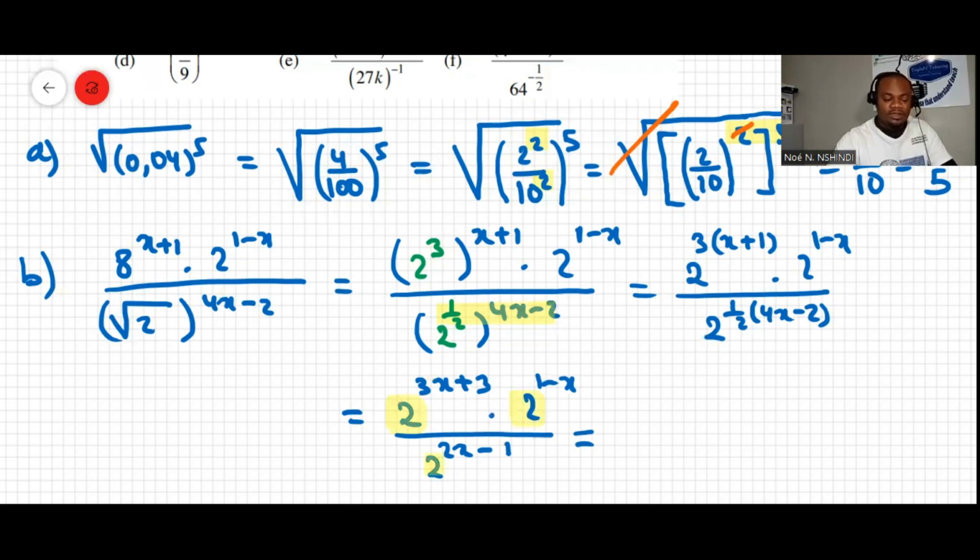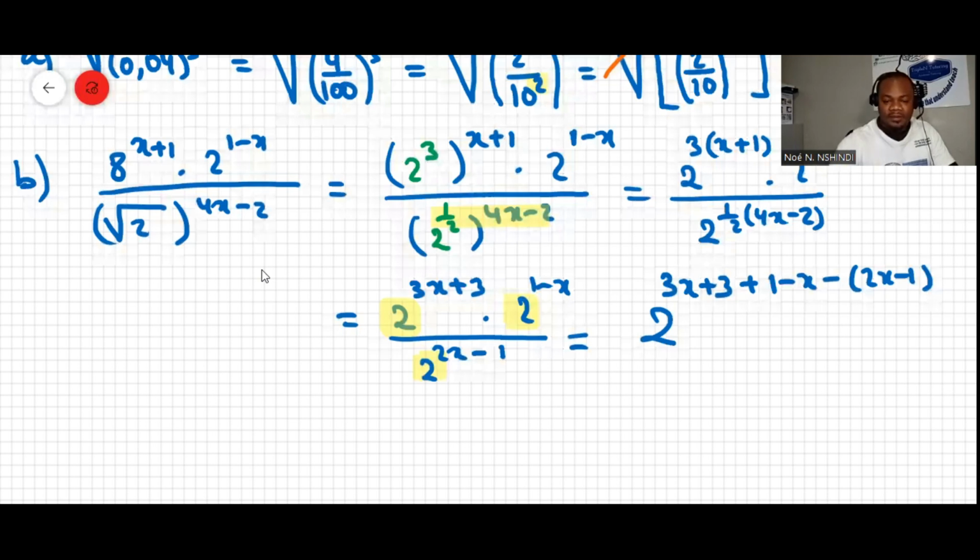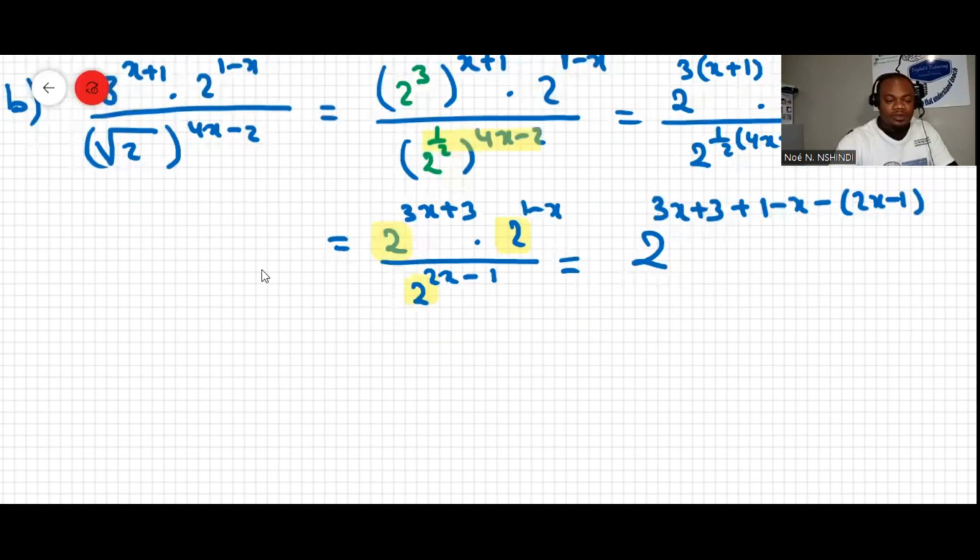We can just write over here the 2 to the power of 3x, plus 3 plus 1 minus x. We combine the exponents here in the numerator. Now we're going to subtract the exponent at the denominator, 2x minus 1. And then this will be equal to 2 to the power of 3x plus 3 plus 1 minus x minus 2x plus 1.